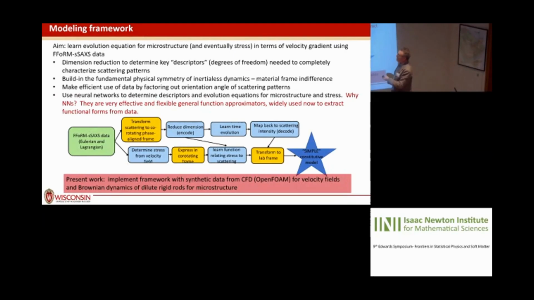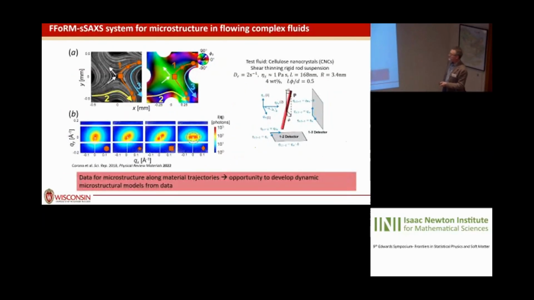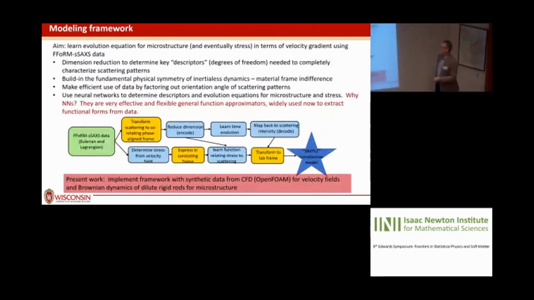We want to build in the key symmetries of the system. First of all, there's just a rotation symmetry, and again, I'll talk about this in more detail. If you rotate the experiment, you rotate the scattering pattern. There's just simple rotation symmetry, but there's an important dynamical symmetry, which is material frame indifference, which is that the microstructure doesn't depend on rotation of fluid elements. It only depends on deformation of fluid elements. And so we'll build that into the structure.